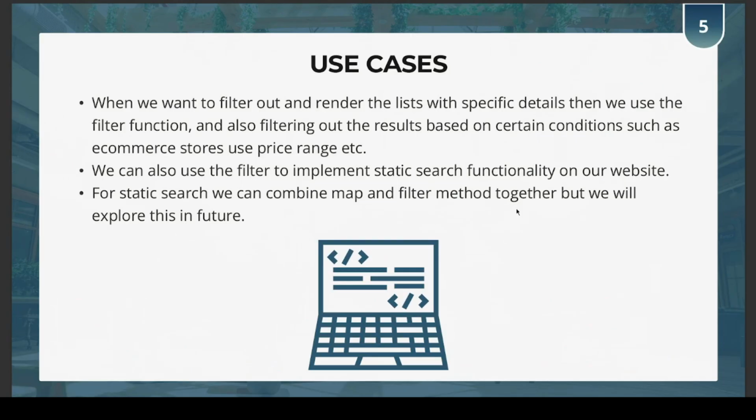So now let's focus on the use cases. We use filter functions when we want to filter out and render a list with specific details. We also filter results based on certain conditions, such as e-commerce stores using price ranges, a particular brand, a particular color and many more things. We can also use the filter to implement static search functionality on our website. Suppose I want to search for an item in the cart. Together with the map method, I can apply the filter method that will only give out items matching a specific spelling. As I have already mentioned, we can combine the map and filter methods together, and we will be exploring this in the future.